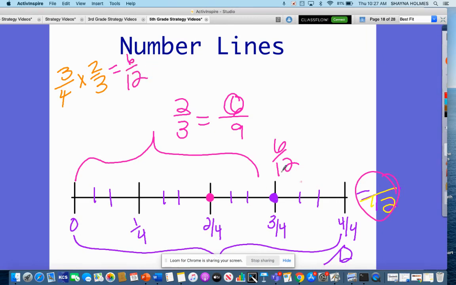So just know that even though I have this 3/4 right here, I'm trying to find the value of 2/3 within it. So when I multiply, I'm going to get something smaller than what I started with, because this is multiplying a fraction by another fraction, which means I'm not multiplying 2 wholes together. So I'm going to get something that is smaller, which is 6/12, and 6/12 is actually half. So that is the end of today's math strategy video.